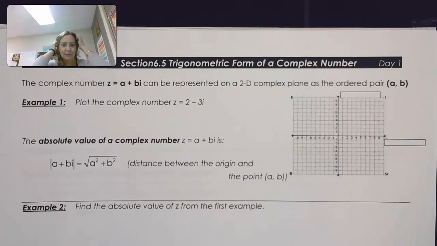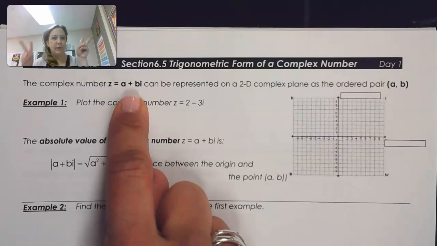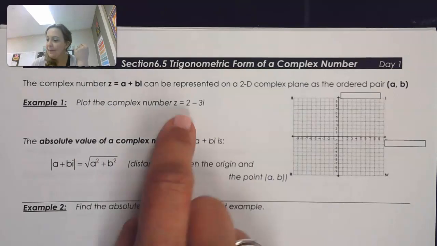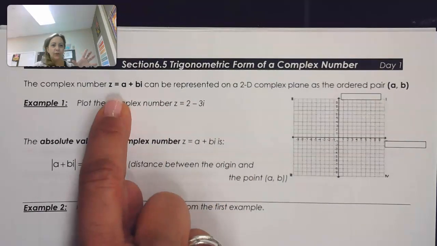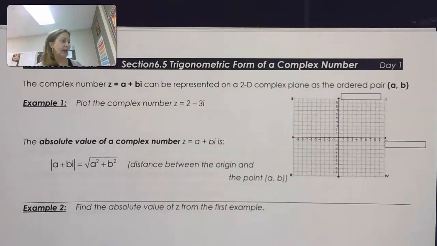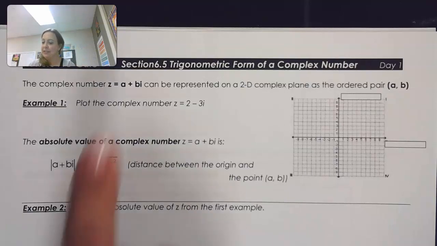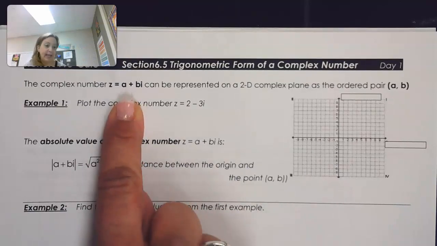Today we're going to be looking at section 6.5a. We're going to be starting to look at the trigonometric form of a complex number. Usually when we've stated complex numbers, we've written them in what we called standard form, a plus bi. In this section, we often refer to complex numbers as z. So z is just going to be a complex number, a plus bi.